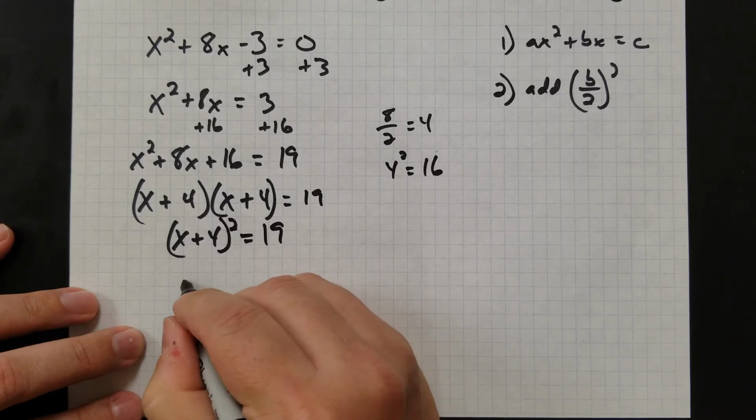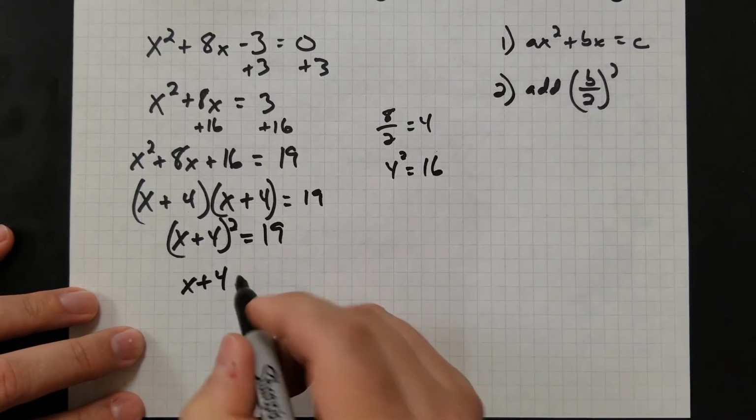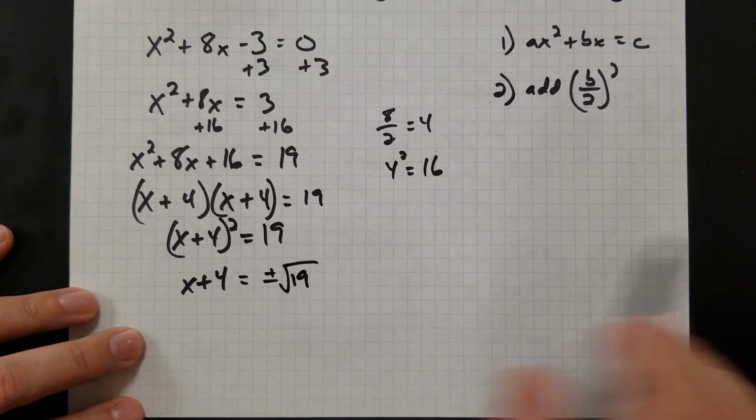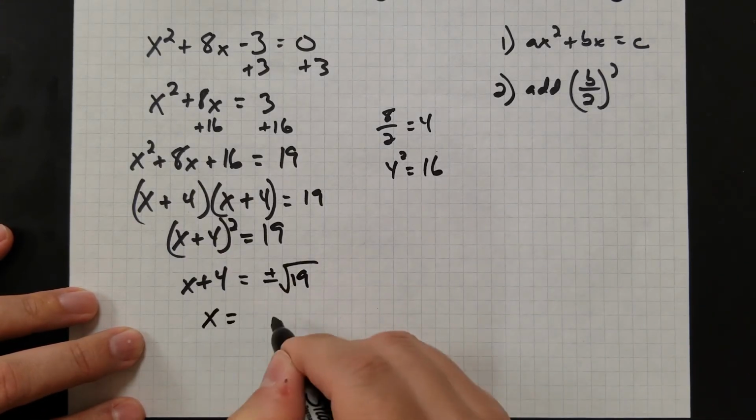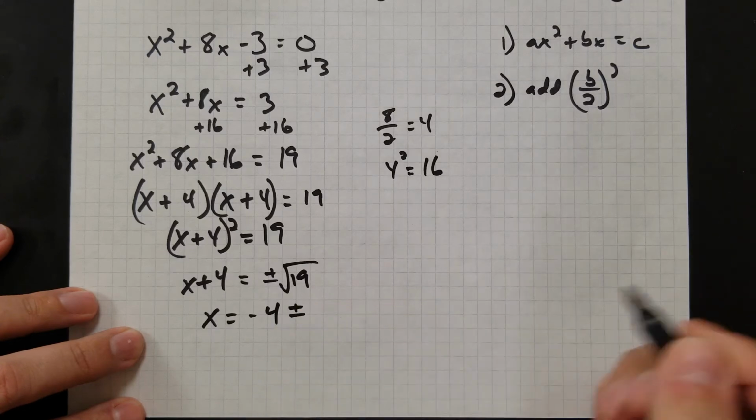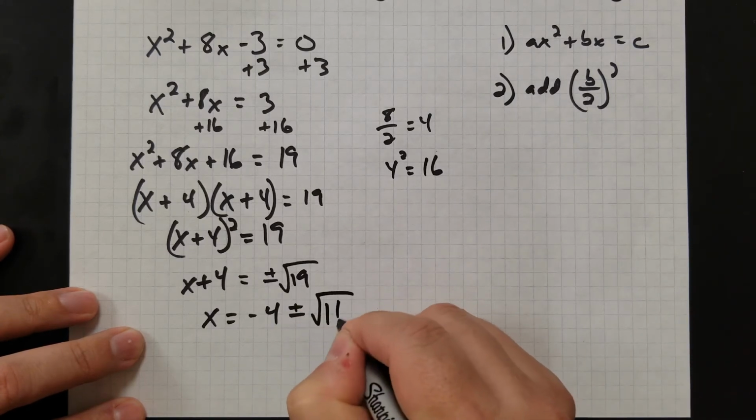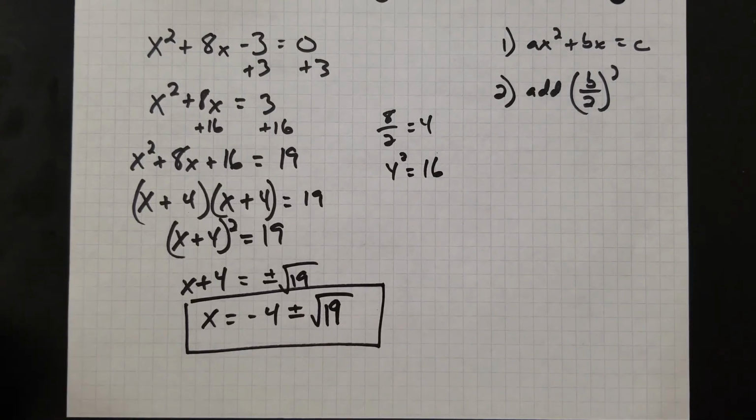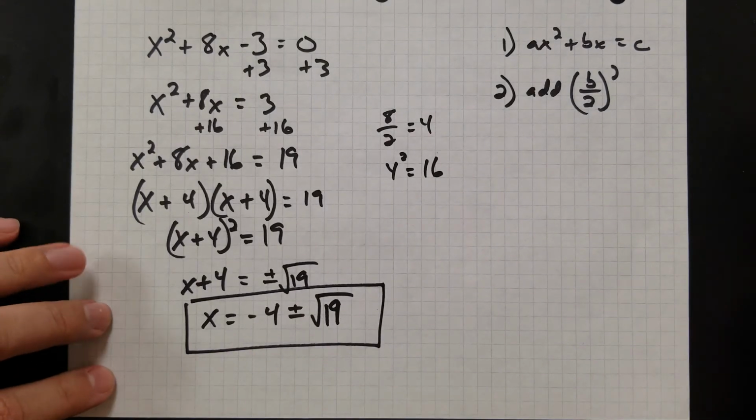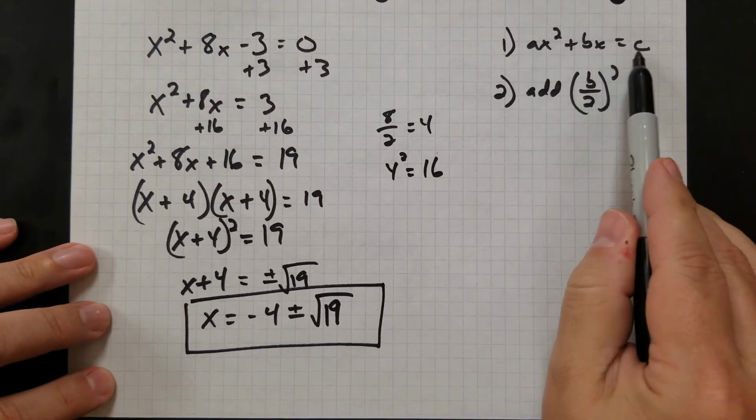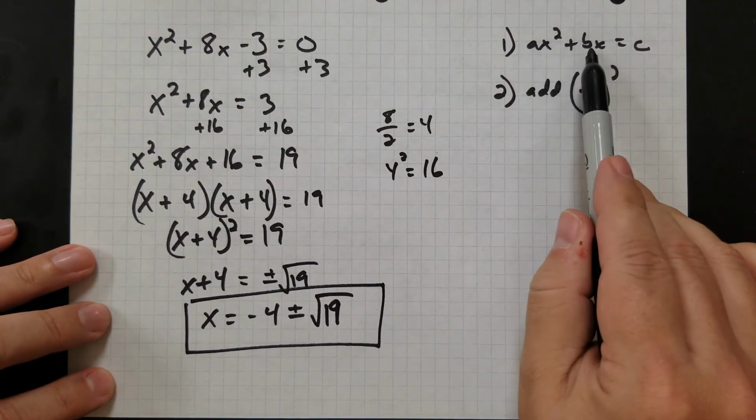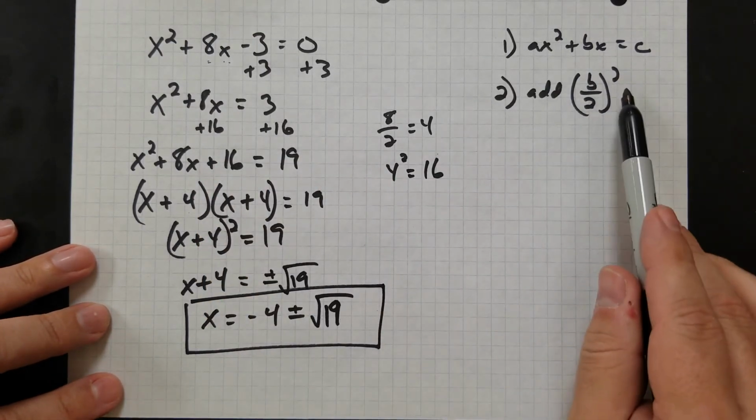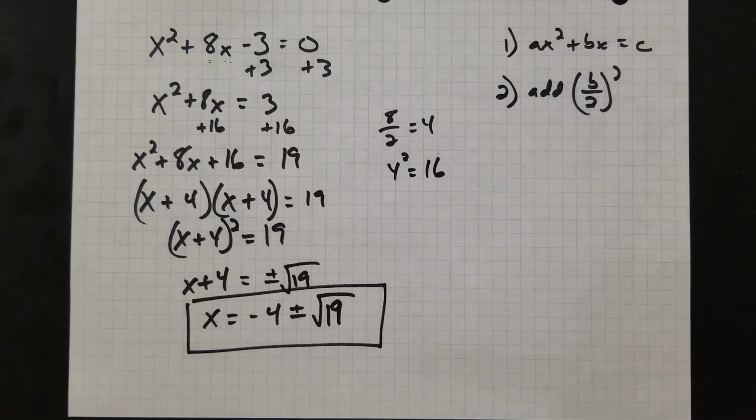Now I'm home free. I square root both sides, so x plus 4 equals plus or minus root 19. Now I subtract 4, so x equals negative 4 plus or minus square root of 19. That's my answer. So remember, for all of these, just follow the steps. First, rearrange to get the c over to the other side, so you just have ax squared plus bx. Then you add half of the number with the x, squared, to both sides. And then from there, algebra.